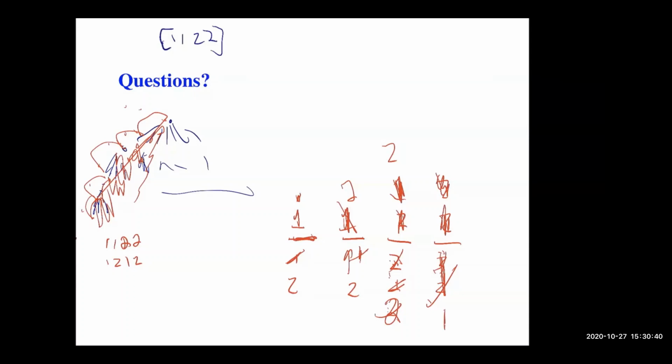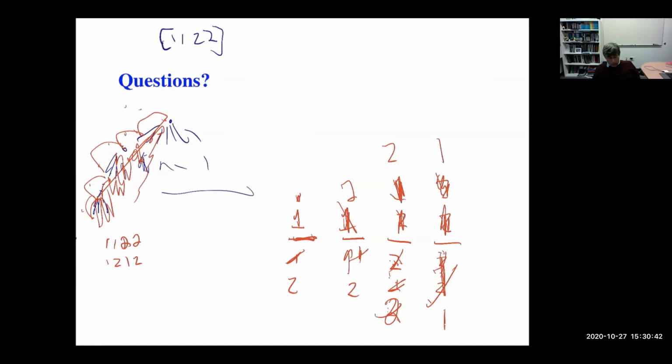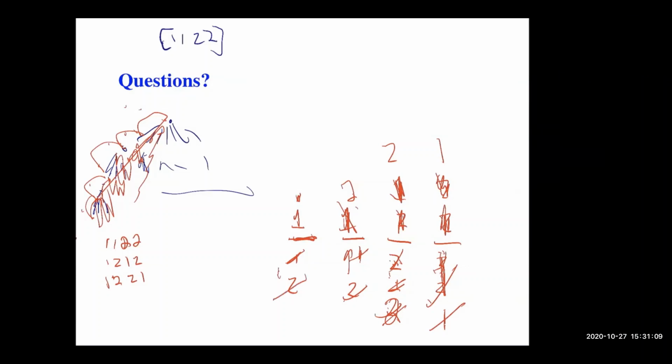1. I get 1, 2, 2, 1. Now, do I have any other choice for my last one? No. Any other choice for my next to last one? No. Any other choice for the, I put down a 2 here. Any other choice for this? No. Any other choice for the first position? The answer is yes. I haven't tried a 2 there.